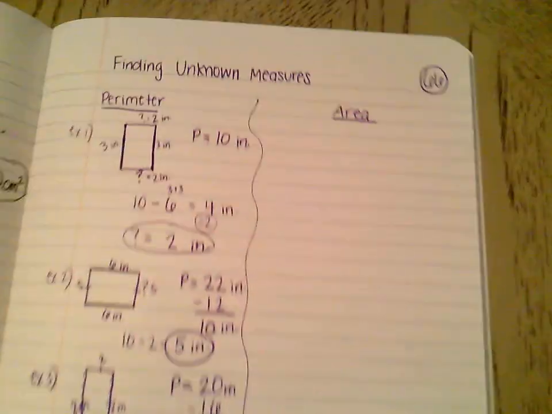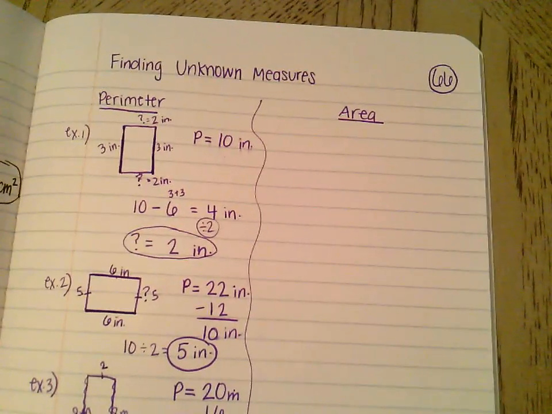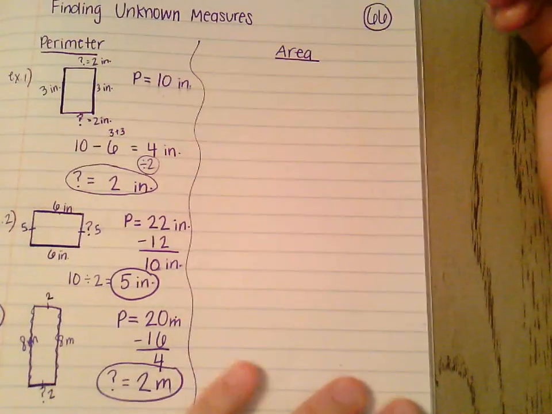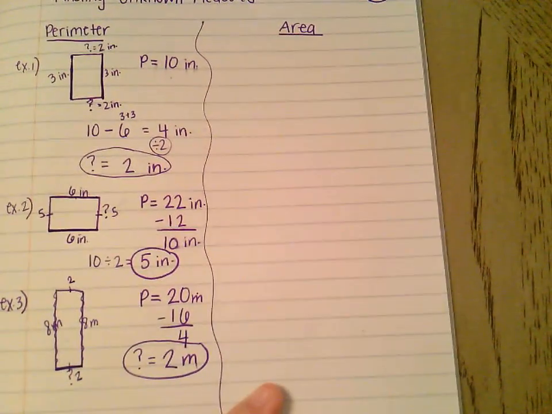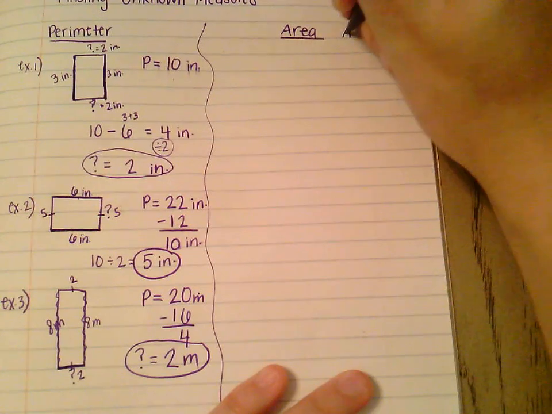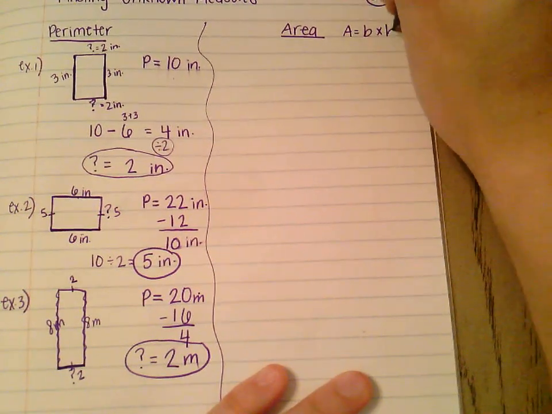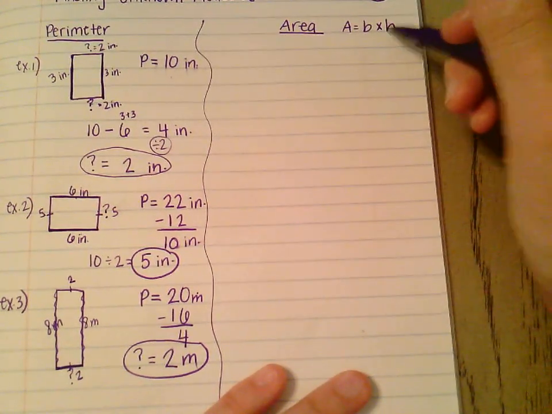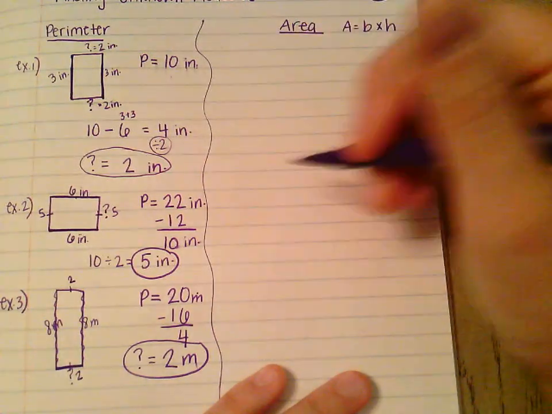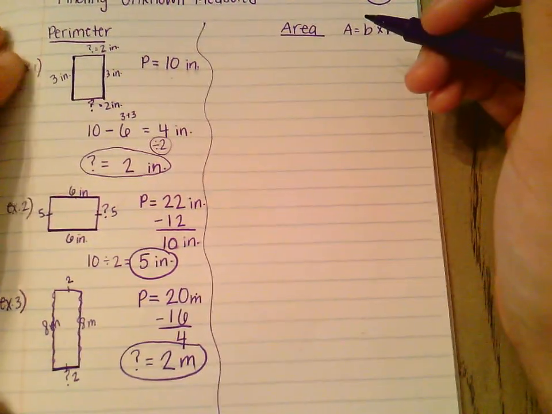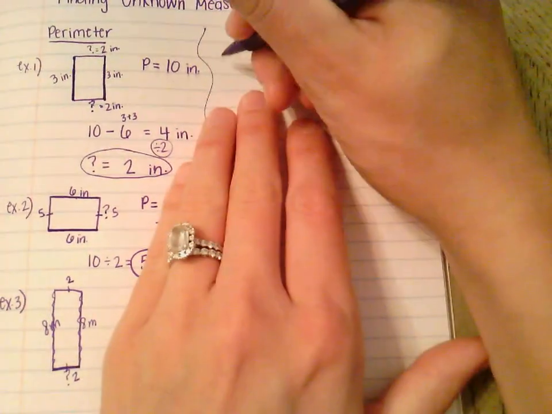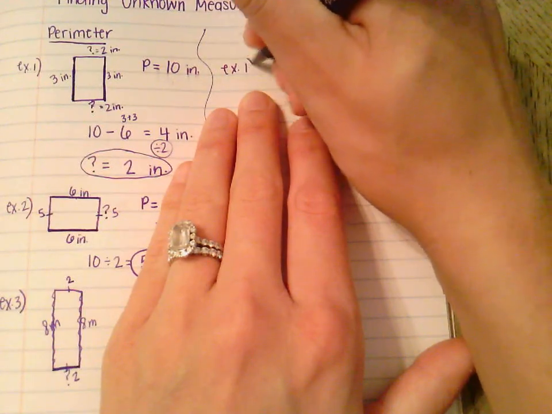Okay, moving on to area. Area is actually a lot easier. Remember how I said last time to get a formula in your head? A equals B times H. Area equals base times height. This is actually easier to find than unknown numbers for perimeter. So let's do example 1 for area.